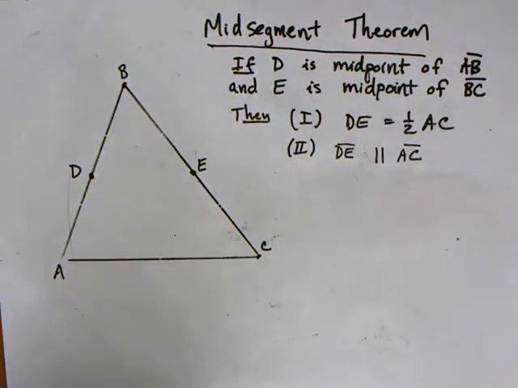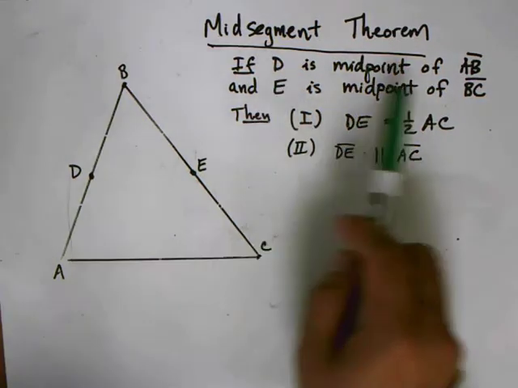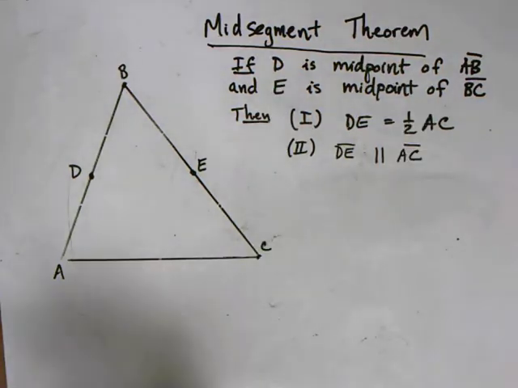Okay, so proof of the midsegment theorem. Now the midsegment theorem is really a theorem about the relationship that exists within the same triangle. So the statement here says that if D is the midpoint of AB and E is the midpoint of BC, so in other words we have two different conditions here.